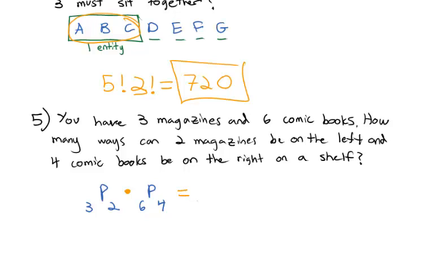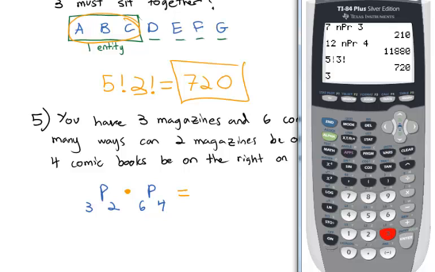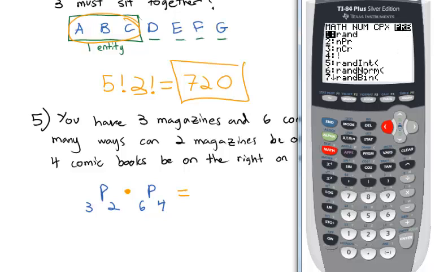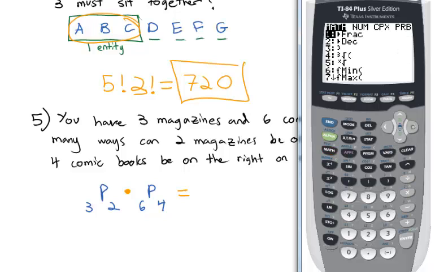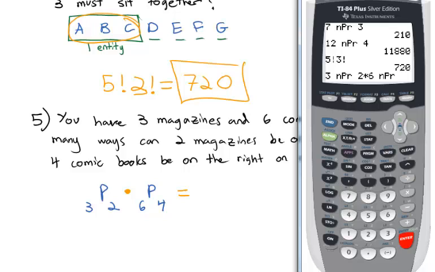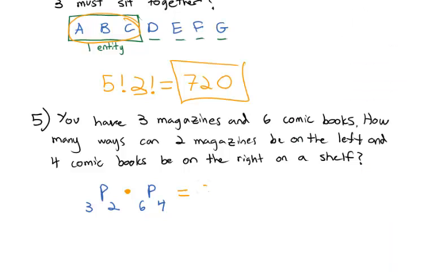So for this, we can go to our calculator. 3, math, over to probability and down to permutation, 2, times 6, math, over to probability, down to permutation, 4, enter. There are 2,160 different ways that we can arrange 2 magazines on the left and 4 comic books on the right on this shelf.